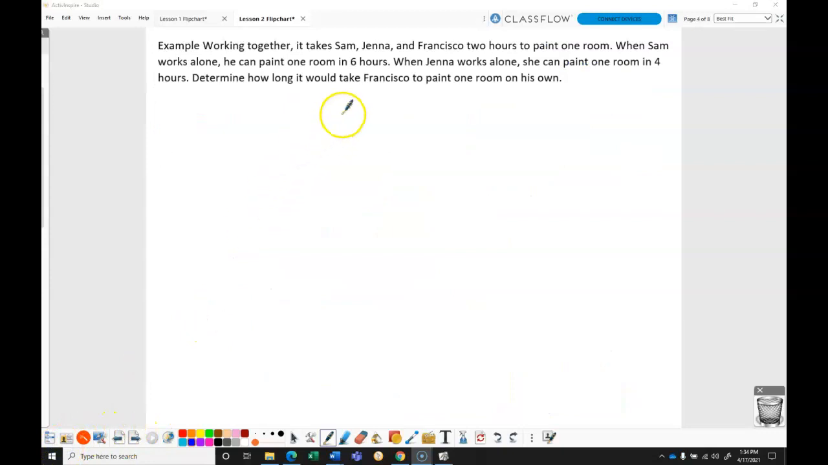Okay, so we have these 3 people and they're painting a room. Sam, Jenna, and Francisco take 2 hours to paint one room. Okay, so that's one room in 2 hours. So it will take Sam plus Jenna plus Francisco. They can do it one room in 2 hours. Okay, we're all going to set up our fractions the same way, rooms over hours.